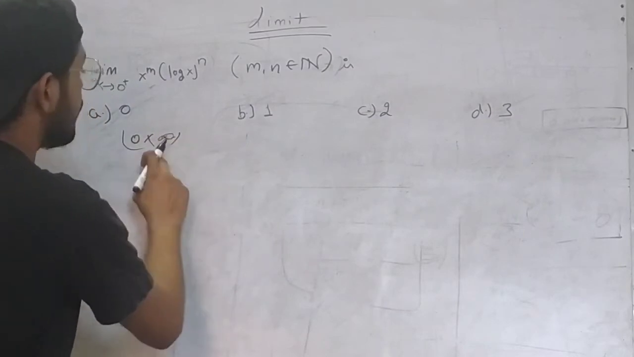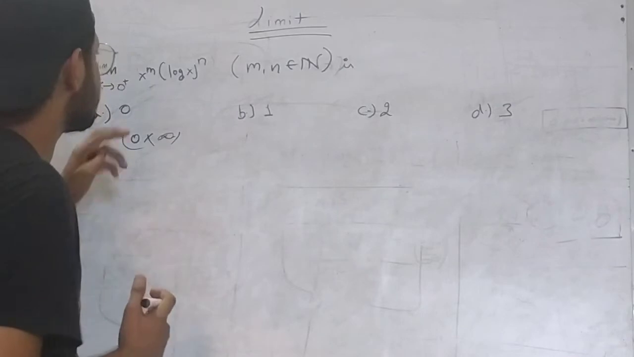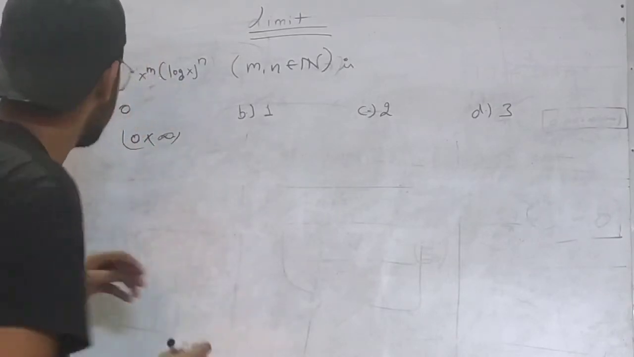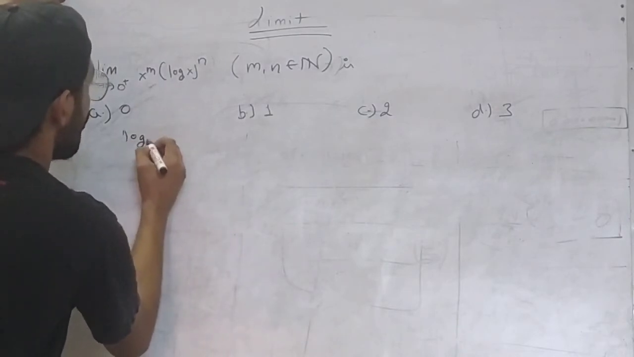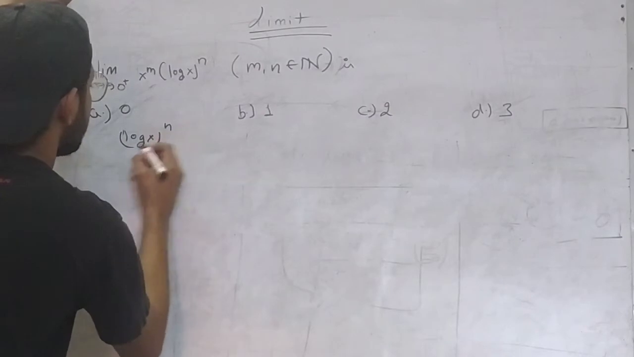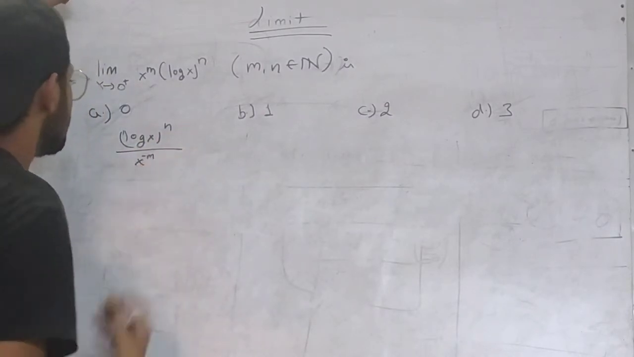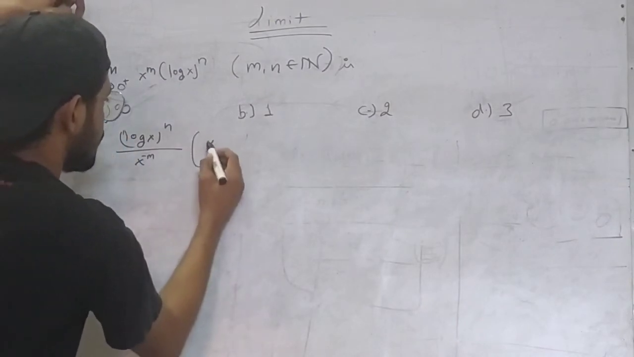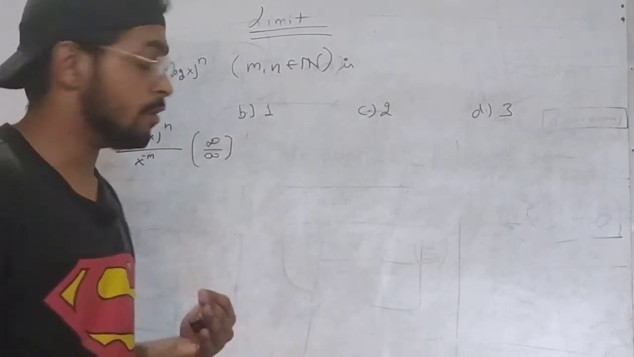So it's in a 0 into infinity form, and if we have to apply L'Hopital rule, we need this in 0 by 0 form or infinity by infinity form. So for that we have to rewrite it like (log x)^n by x^(-m). Now if we apply a limit here, it will be in infinity by infinity form. Now we can apply L'Hopital rule.